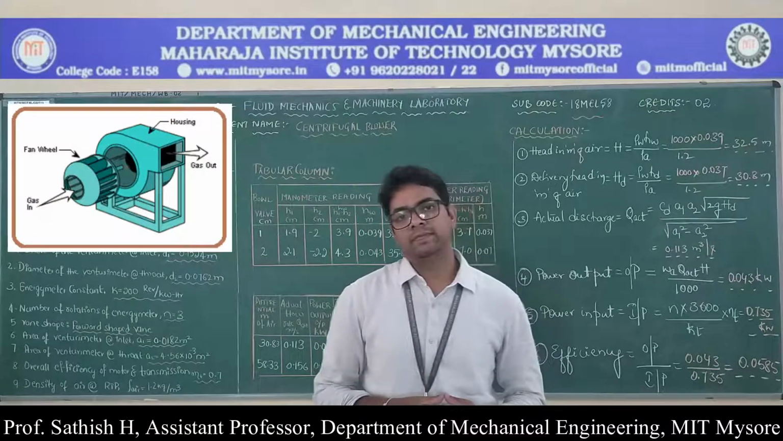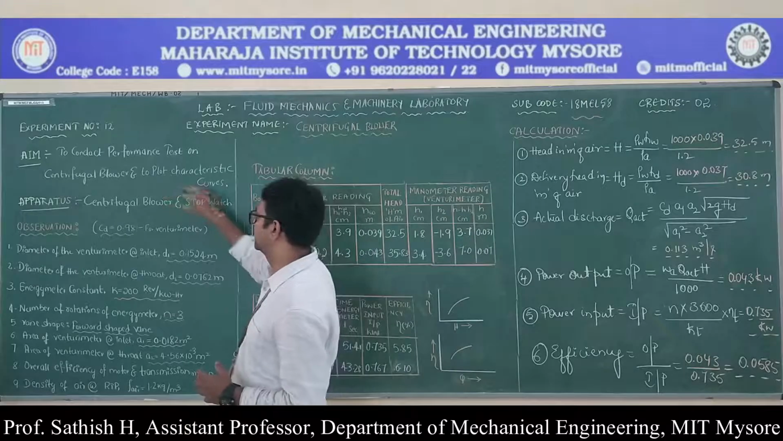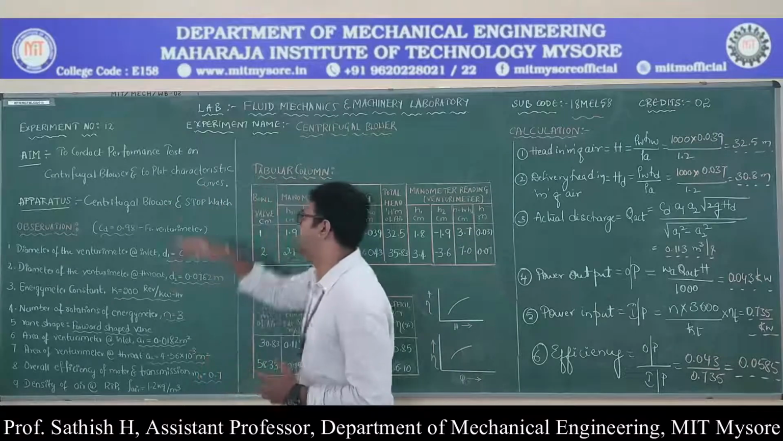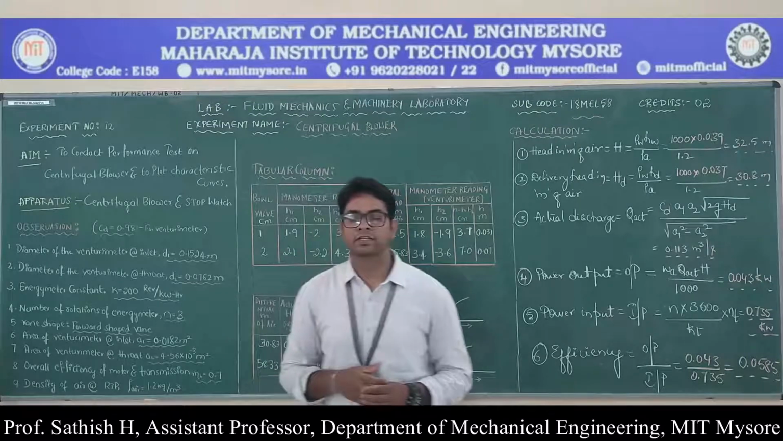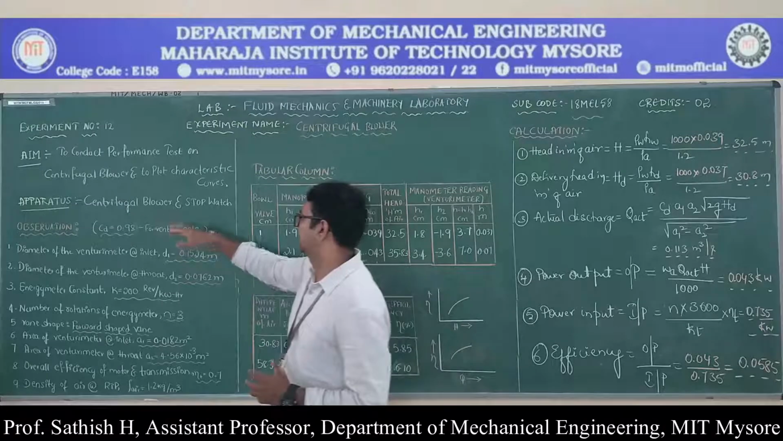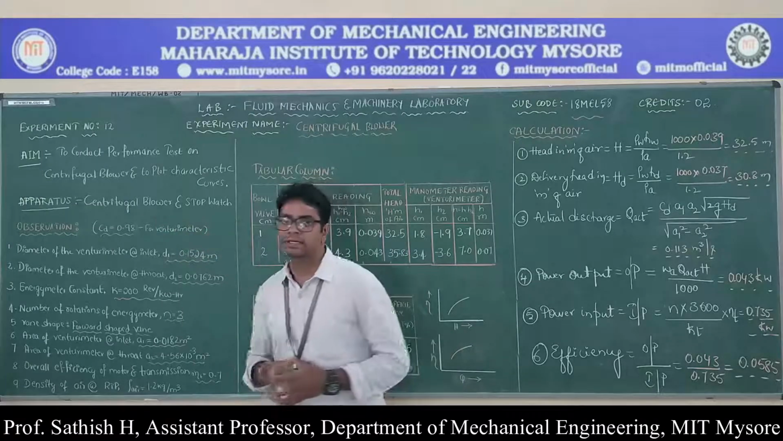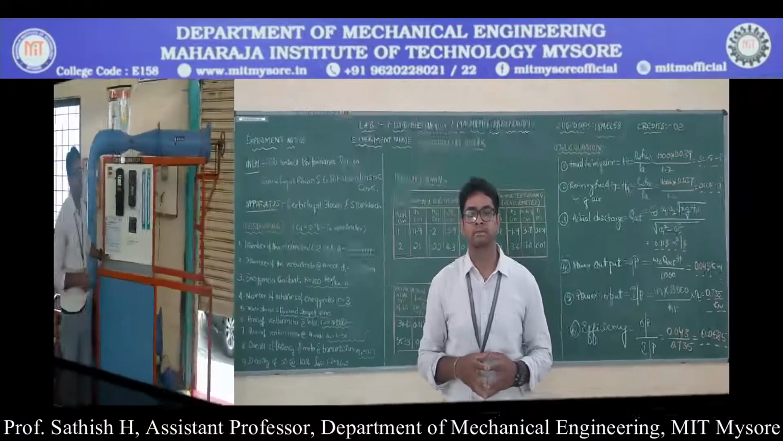Coming to the experiment, the aim of the experiment is to conduct a performance test on the centrifugal blower and to plot the characteristic curves. The apparatus that we need is the centrifugal blower and a stopwatch. So now let us conduct the experiment.